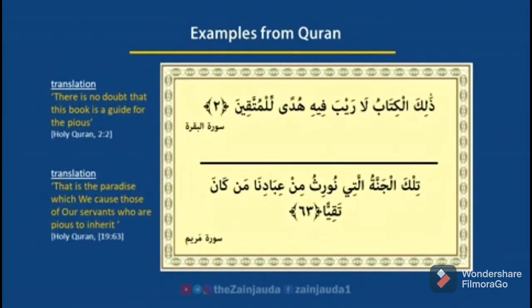Now we have examples of ذلك and تلك. In the first verse we have ذلك الكتاب. Kitab is masculine and means book. In the next verse we have تلك الجنة. Jannah is feminine and means heaven or paradise.